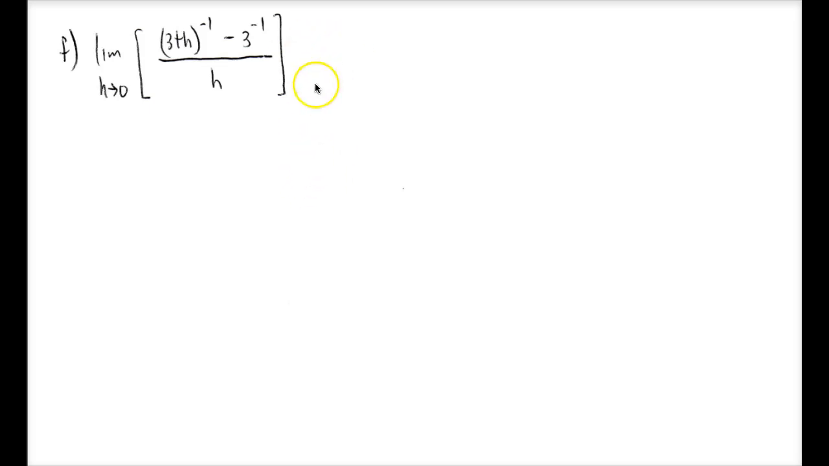All right, so for this example, very similar to the one that we did before in example E. What's different about it is now we have things written instead of 1 over something as that same thing raised to the -1. So we note that anything that's raised to a negative exponent can be rewritten this way. So here we're going to rewrite what we have as 1 over 3 plus h minus 1/3 all over h.